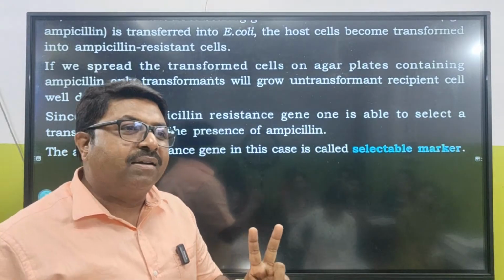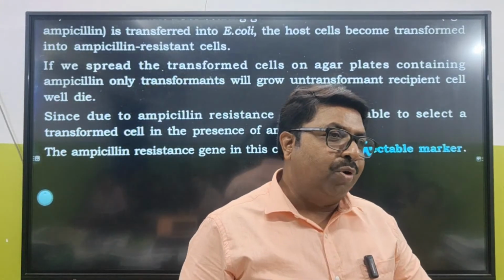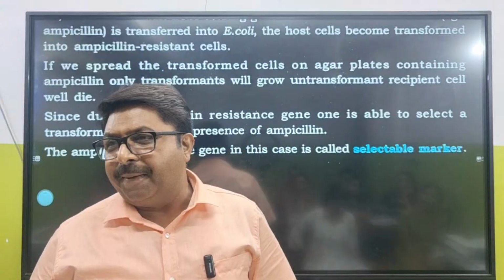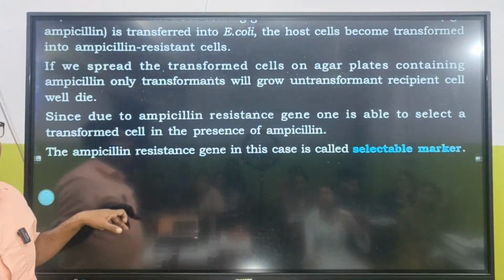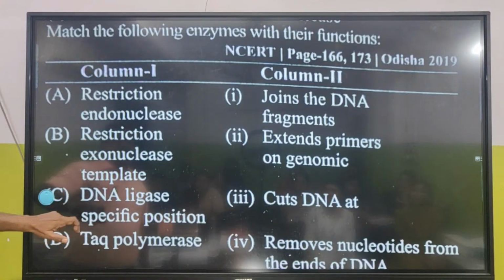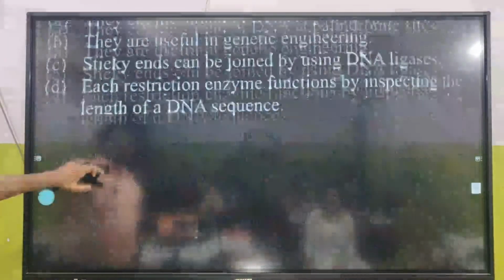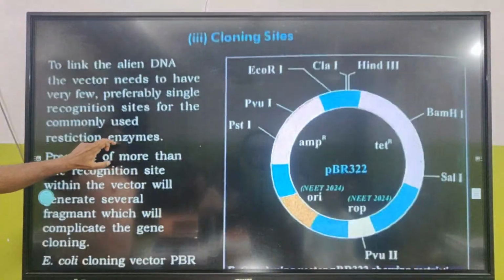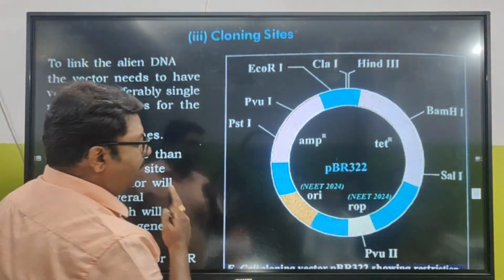So how many selectable markers are there in pBR322? Two of them. One is ampicillin and one is tetracycline. Okay. Cloning site. See, cloning site.